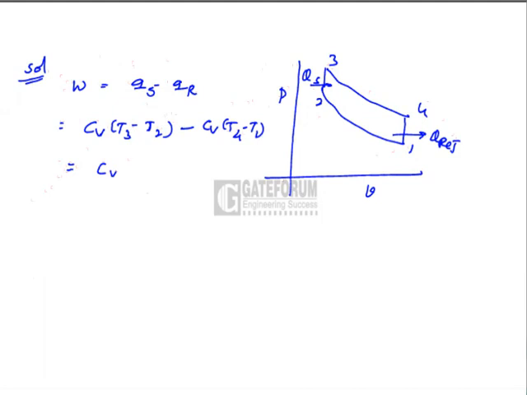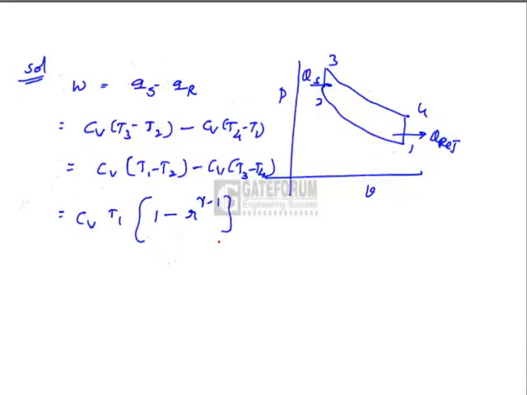That is Cv into T1 minus T2 minus Cv into T3 minus T4, which can be modified by rearranging the terms. That is Cv into T1 into 1 minus r to the power of gamma minus 1, where r is the compression ratio, plus Cv, taking T3 common, 1 minus 1 by r to the power of gamma minus 1, because T4 by T3 is 1 by r to the power of gamma minus 1.